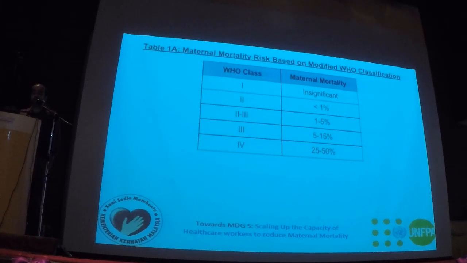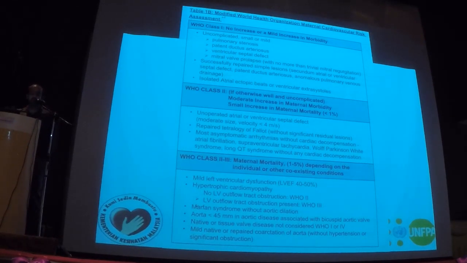So how do we classify those patients? Because if you look at the signs and symptoms, almost every other pregnant lady would seem to have cardiovascular disease. So very important is this WHO classification, which classifies the percentage of mortality according to the classes. You have WHO class 1. These are patients with uncomplicated pulmonary stenosis, PDAs, VSD, even mitral valve prolapse, and successfully repaired simple lesions. And you have isolated PVCs and atrial ectopics.